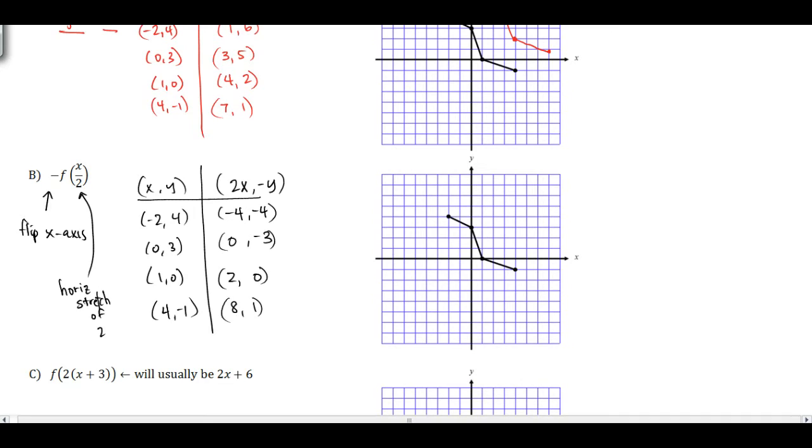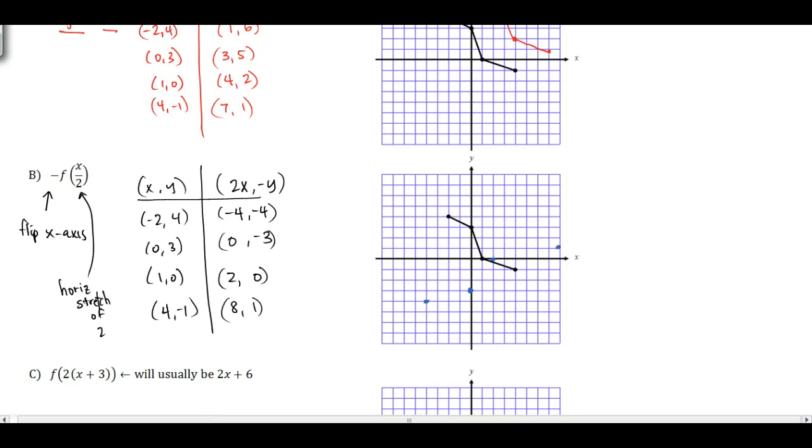And now let me show you what it looks like when I plot those points. It should look like it was flipped over the x-axis and horizontally stretched. So -4, 1, 2, 3, 4, 1, 2, 3, 4. There's -4, -4. 0, -3. 2, 0. And 8. I think that's all the way to the end.